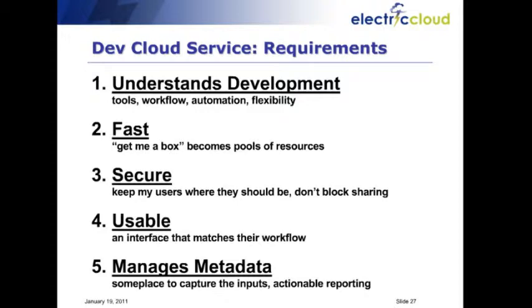Second, it has to be fast, right? I need to be able to do things at the maximum speed, and in this day and age, that means using parallelism. That means harnessing multiple cores and harnessing multiple machines. And that means when I ask for a box, I get a whole pool of resources easily so that I can scale things.